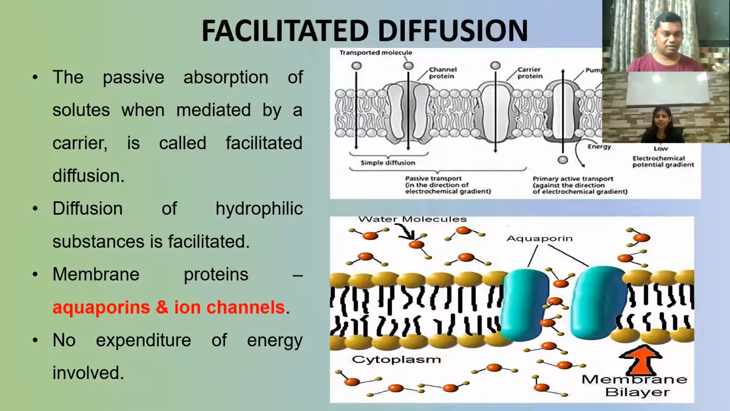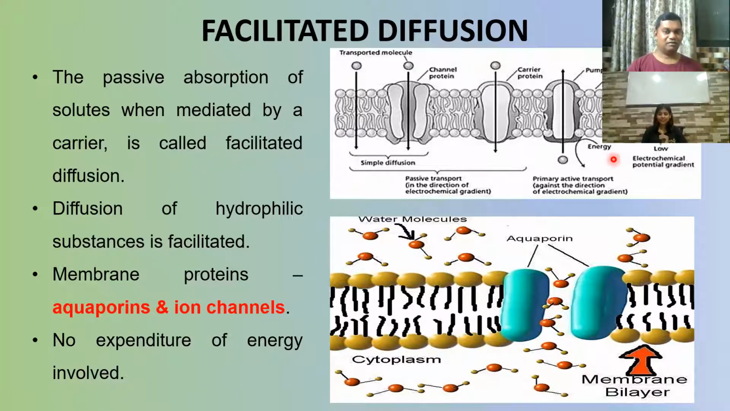Sometimes it becomes a requirement that some solutes or molecules need to be transported against the concentration gradient. See this part, the solute concentration is lower here and outside it is more. Still, for the requirement of the plant, this solute molecule needs to be transported to the outside, from low concentration to high concentration. In that case, energy is required.